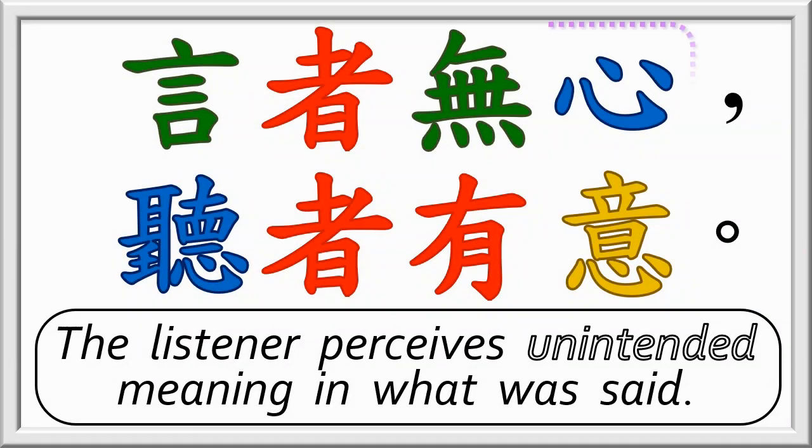Here is an 8-character idiom referring to someone mentioning something that inadvertently hurts another person's feelings or otherwise upsets them. 言者无心，听者有意. The listener perceives unintended meaning in what was said.